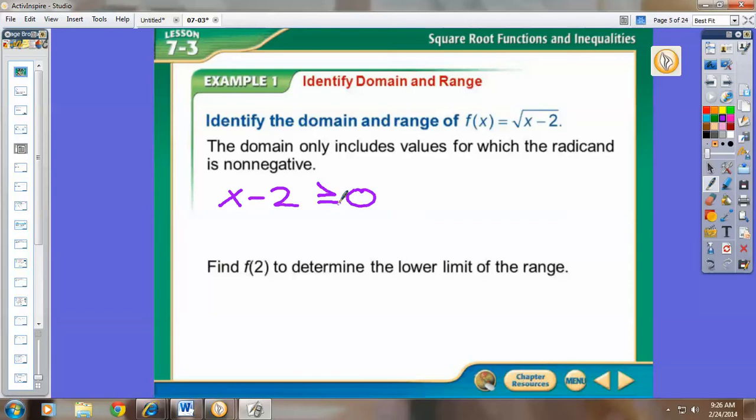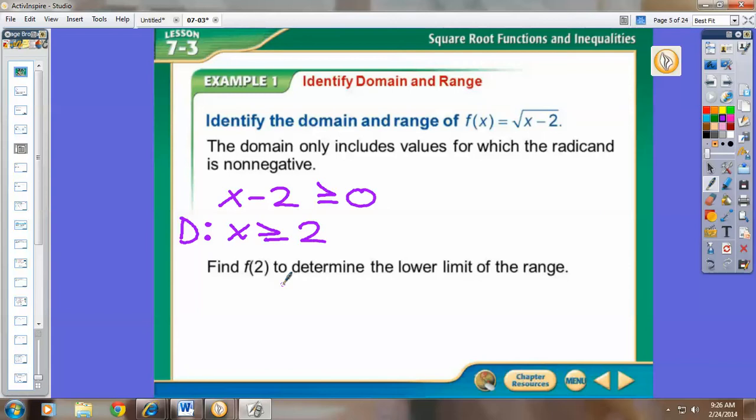So we've got an inequality here. You guys should love this inequality. Can you solve it? In your head, what is x? x is greater than or equal to 2. Okay? So this is our domain. So our domain, I'm going to use D for domain, is x is greater than or equal to 2.